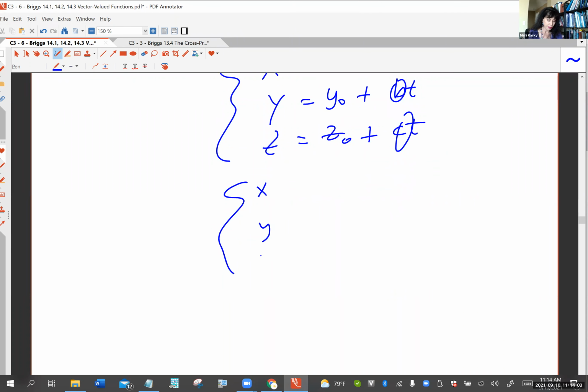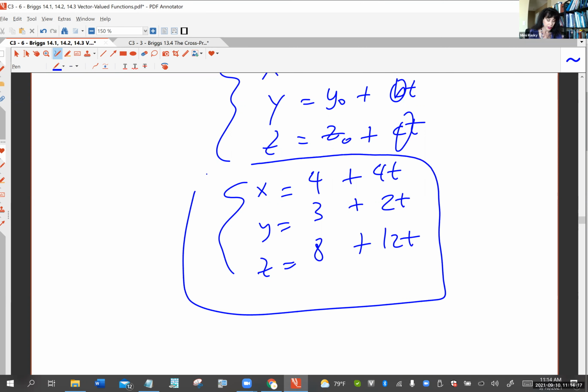Those are the components from your direction vector. So the final answer for this particular problem: we got the coordinates of our point. That was 4, 3, 8. So I'm just going to write those down quickly here, and then the rest of these equations using the components from our direction vector. So x is 4 plus 4t, y is equal to 3 plus 2t, and z is 8 plus 12t. And we're done. We got the tangent line. Congratulations, you just did something in 3D that you used to do in 2 dimensions when you took calculus 1.